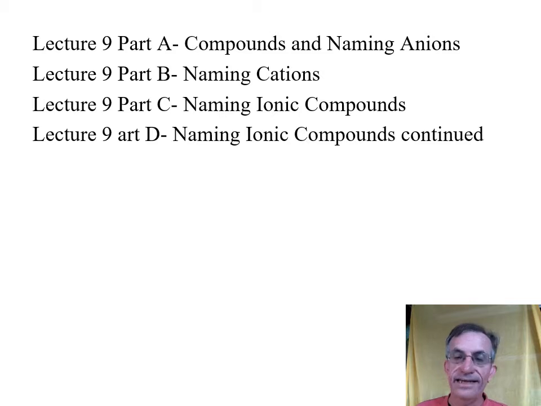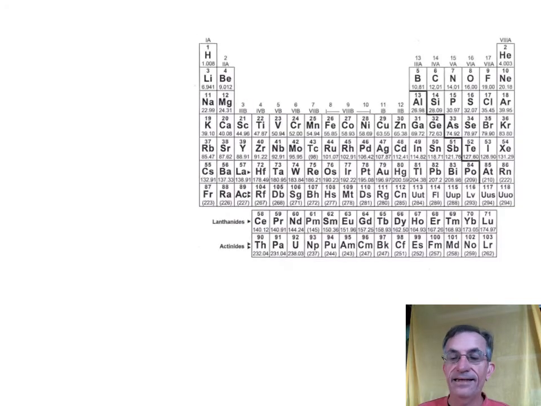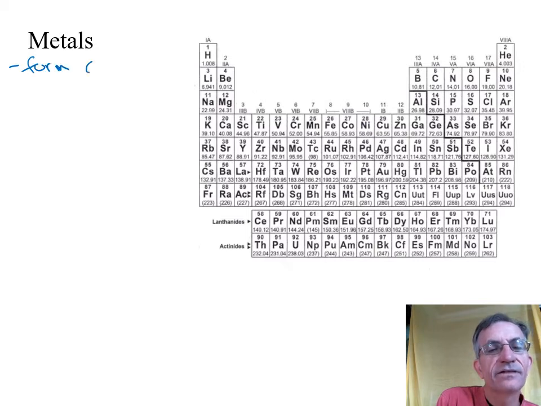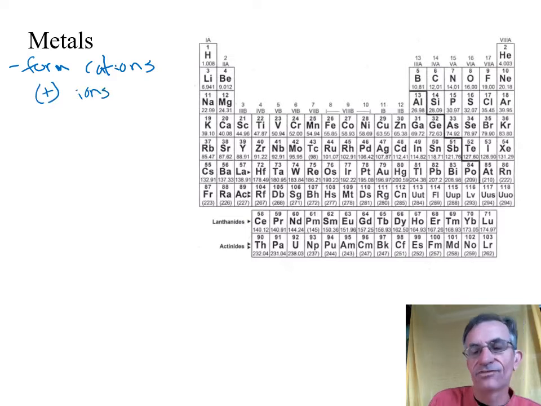All right, so let's go ahead and move on. And in this lecture, again, we're going to learn to name cations. So where do cations come from? Cations typically are from metals. Metals, when they become charged, they form cations. So cations, just to remind you, means positive ions. They're going to have a positive charge.